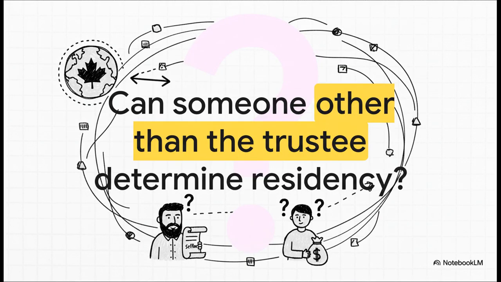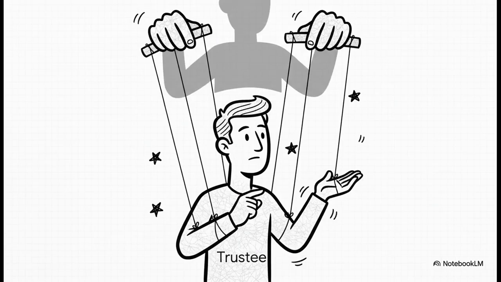This leads us to an even more interesting question. Is it possible for someone who isn't even an official trustee to be the one who determines the trust residency? You know, someone like the settlor, the person who created the trust, or a main beneficiary. And the answer to that is a huge, unequivocal yes.